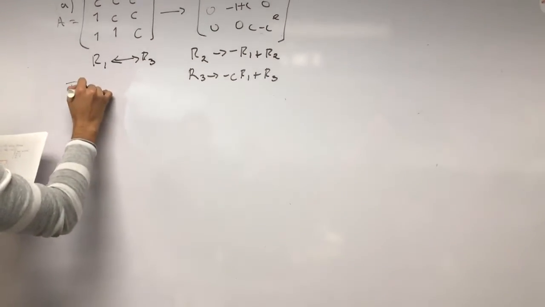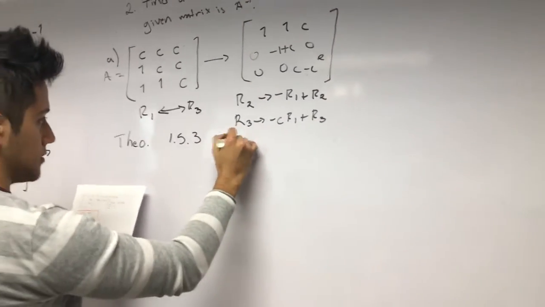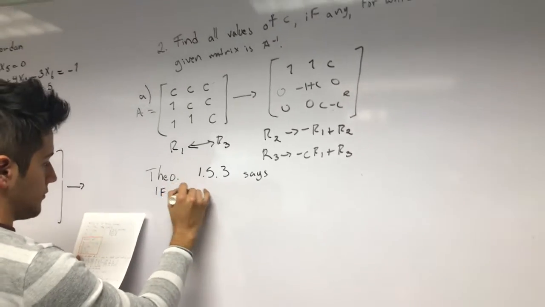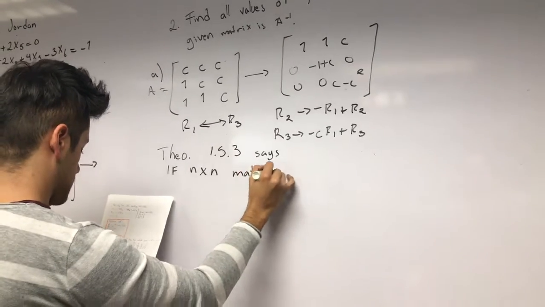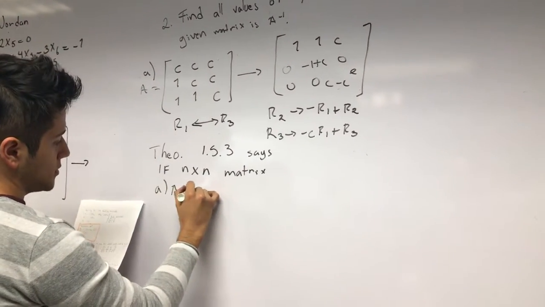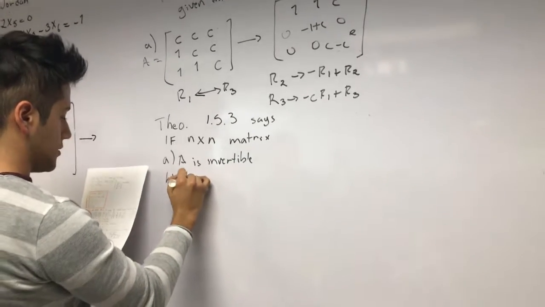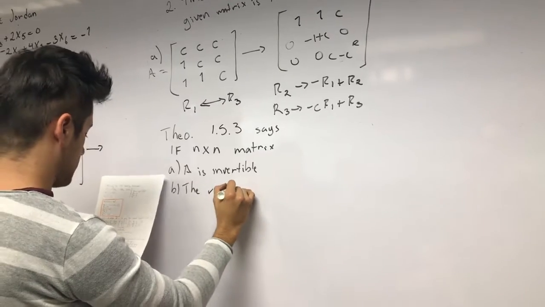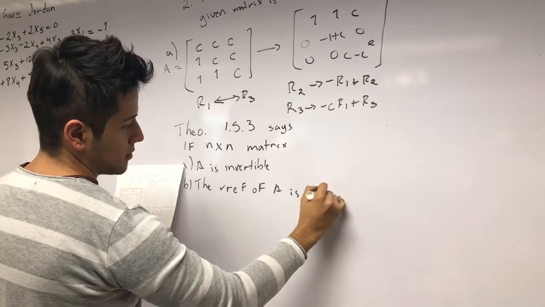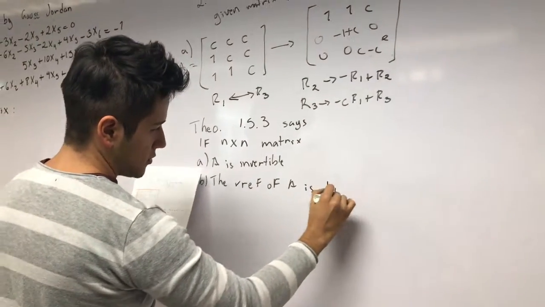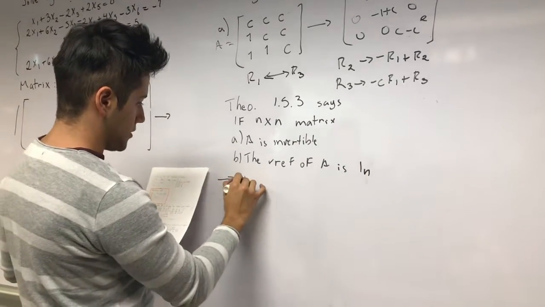And then Theorem 1.53 in the book says if A is an n times n matrix, A is invertible if and only if the reduced row echelon form of A is the identity matrix.